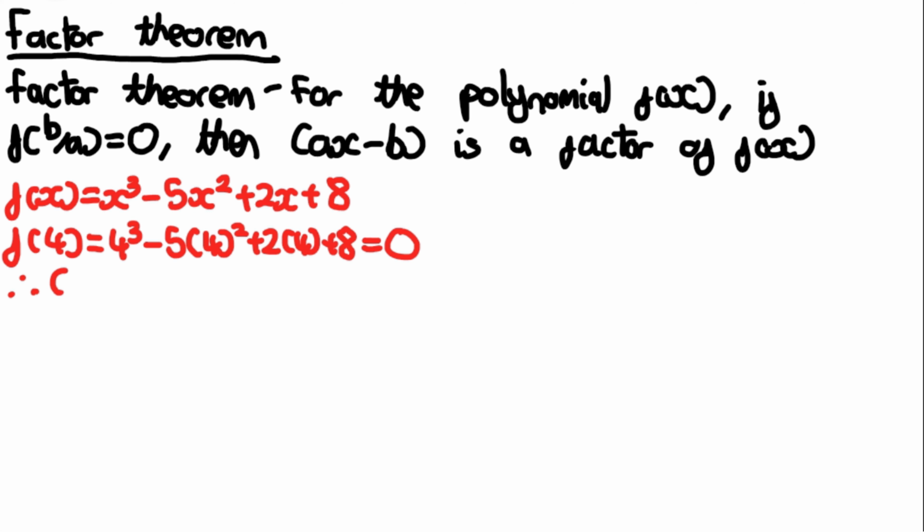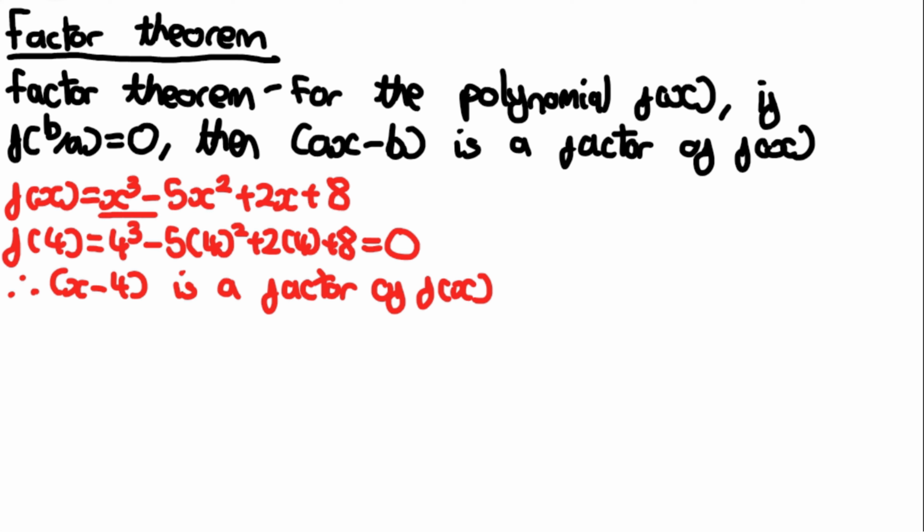Therefore, x minus 4 is a factor of f of x. X minus 4 is a factor of f of x, which is x cubed minus 5x squared plus 2x plus 8. The reason it's x minus 4 is, remember that 4 is technically 4 over 1, and this is the fraction here where b is 4 and a is 1, and then we sub it into this here in order to get x minus 4 as the factor.